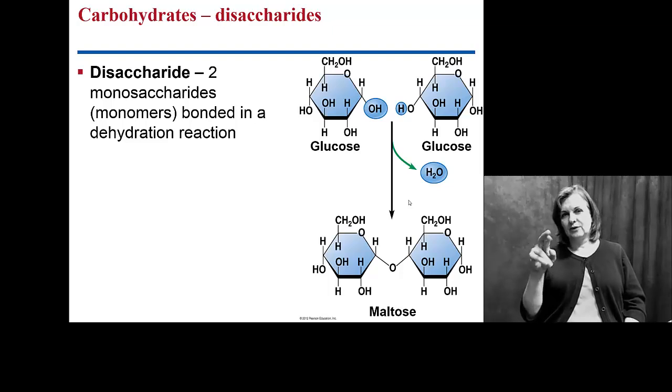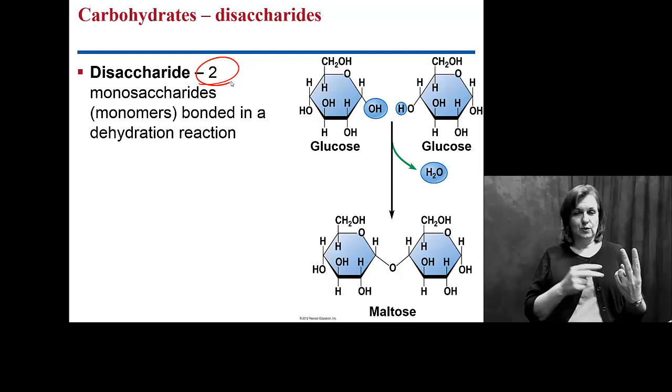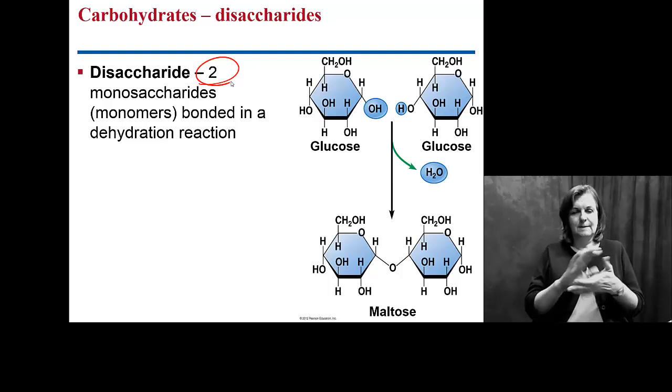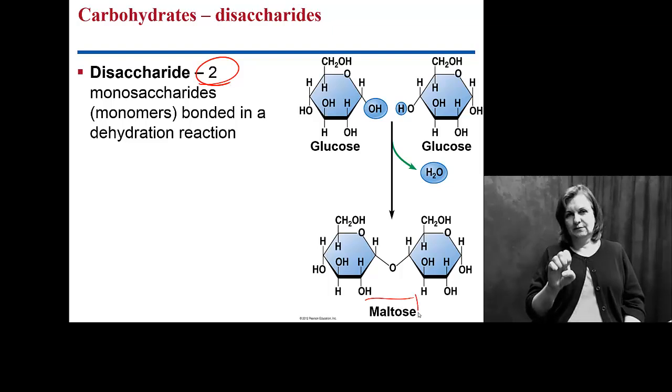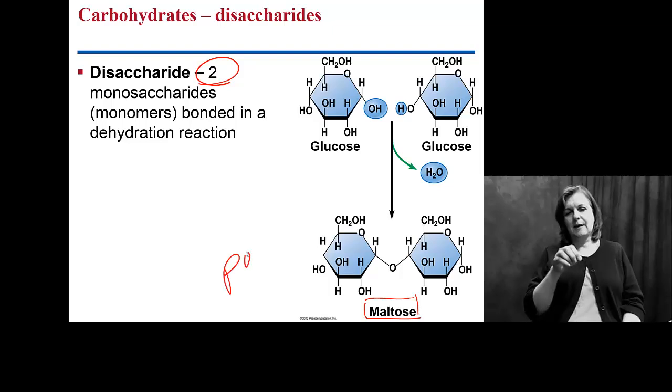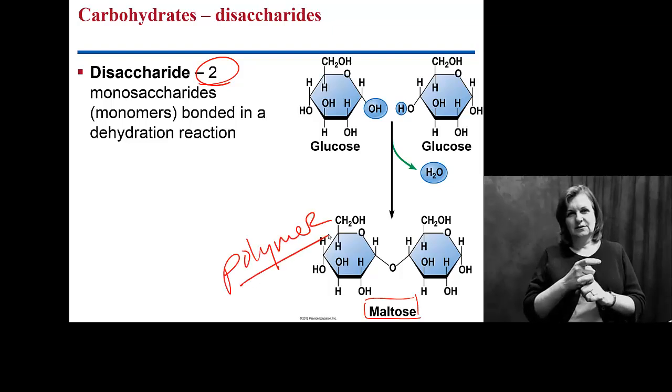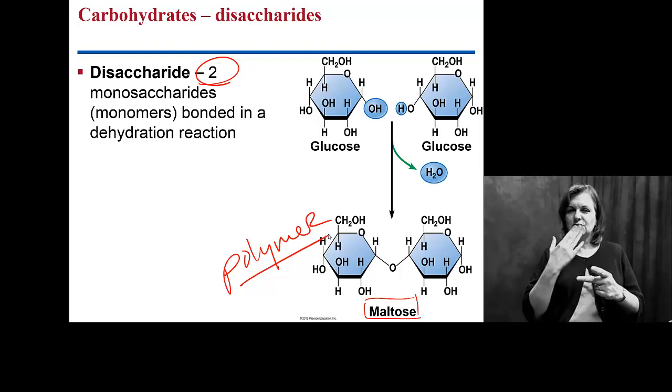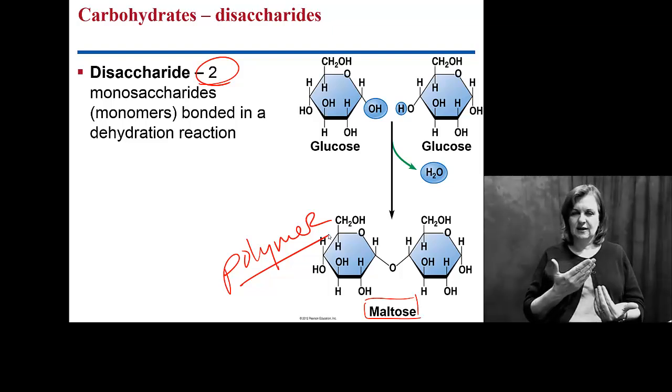A disaccharide, di means 2, so that's just simply taking 2 glucose molecules, sticking them together and making maltose. We saw this before. But that's not where we end. Like I said, yes, technically this is a polymer, but it's not a very complex polymer. Your body can still deal with this very quickly. You would burn that sugar very, very quickly.